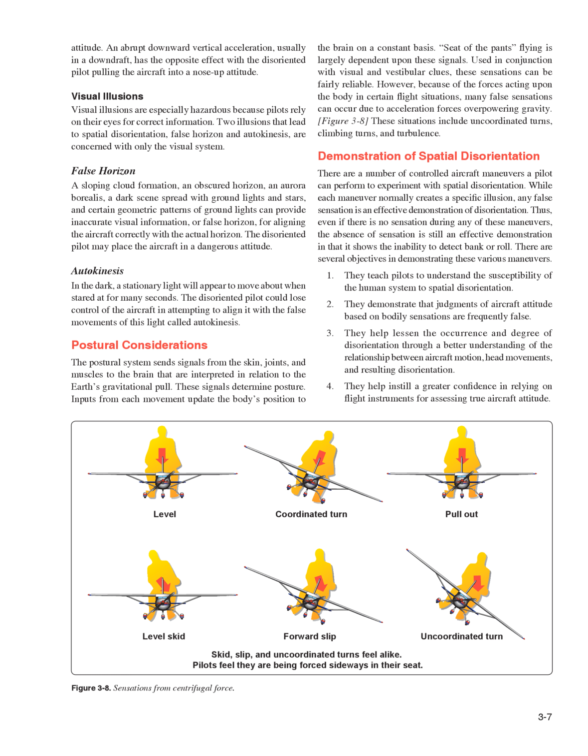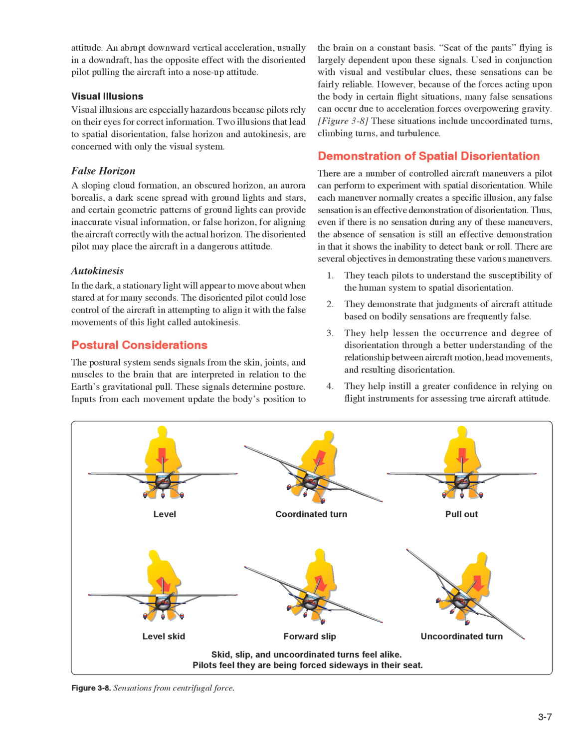Autokinesis. In the dark, a stationary light will appear to move about when stared at for many seconds. The disoriented pilot could lose control of the aircraft in attempting to align it with the false movements of this light, called autokinesis. Postural considerations. The postural system sends signals from the skin, joints, and muscles to the brain that are interpreted in relation to the Earth's gravitational pull. These signals determine posture.